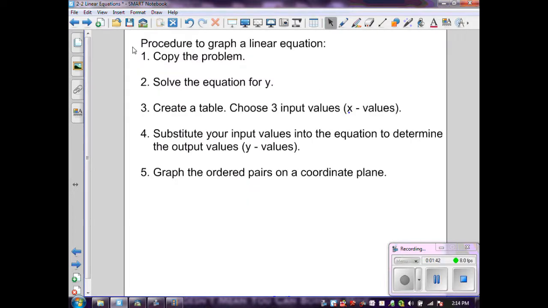Now, what we want to do is to figure out how to graph a linear equation. First thing we want to do is copy the problem. Number 2, solve the equation for y. 3, create a table. In other words, we want to choose 3 input values, or our x values. 4, substitute your input values into the equation to determine your output values, which are your y values. Number 5, we want to graph the ordered pairs on a coordinate plane.